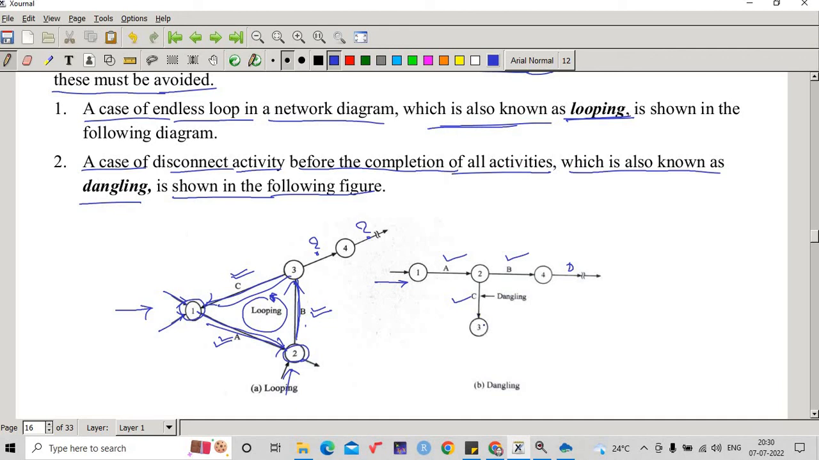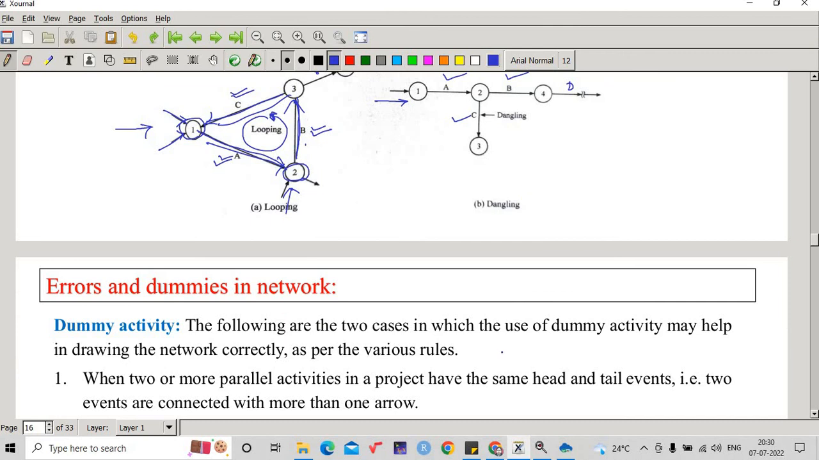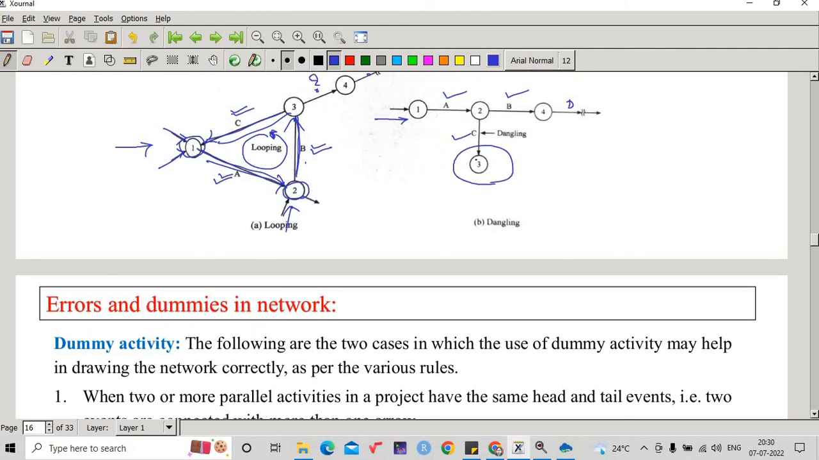But after completion of activity C, we don't have any arrows mentioned here. Am I right? So this activity C is called dangling. It is a disconnected activity, we may say, which is again a fault in our network diagram. So that should not be there. But if it is there, in that case, how project management can be done, that also will be seen.